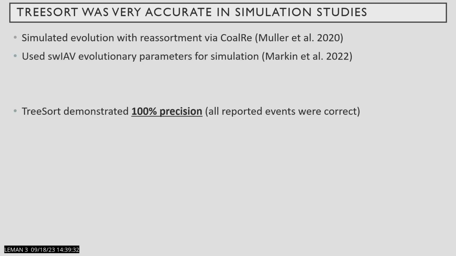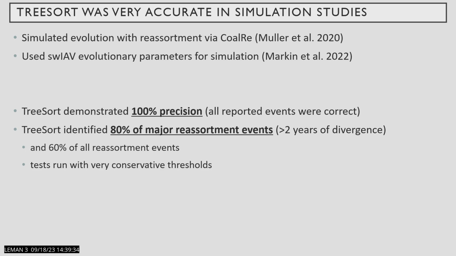I'm going to be quick here. This is to show that we did some simulation studies and saw that the algorithm is actually quite accurate. We simulated evolution with realistic parameters estimated from swine influenza. We did see that whenever TreeSort reported a reassortment event, it was always correct, at least in the simulation study. In terms of how much of the reassortment the tool was able to recover, we saw about 80%. So the tool is biased towards reporting the truth, and we wanted that, so whenever it reports an event, we want that to be the truth.